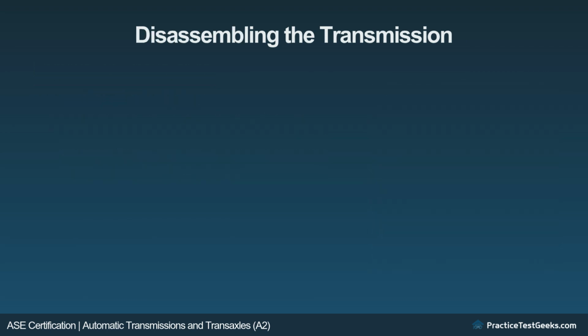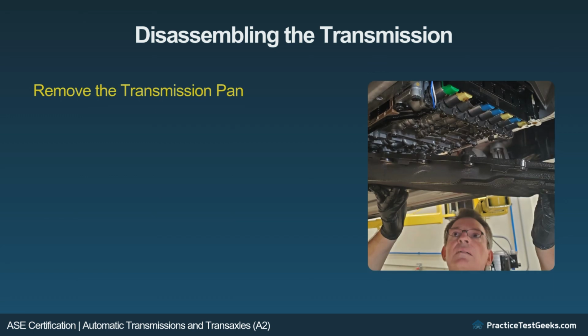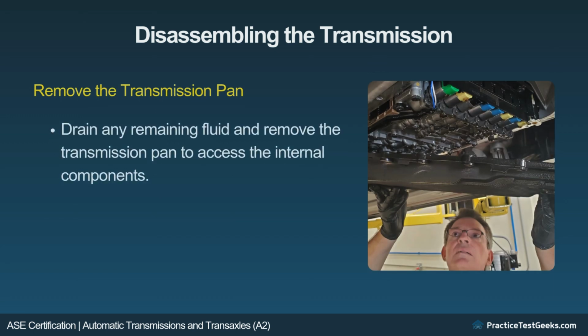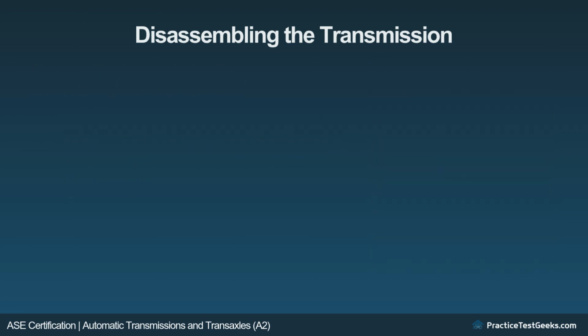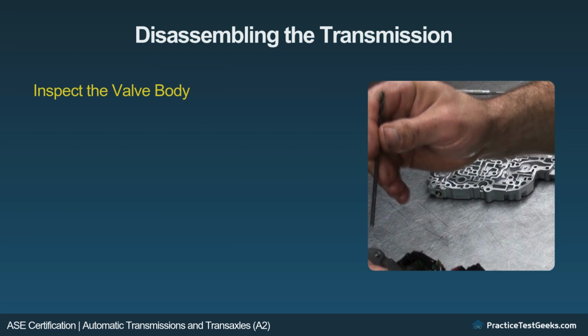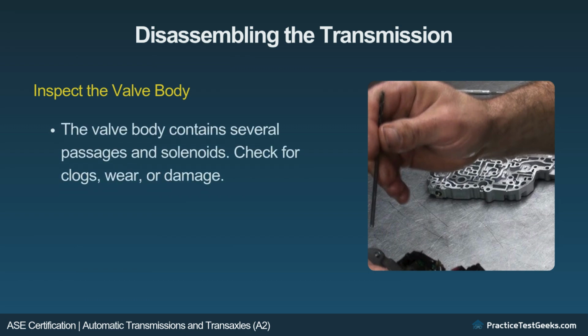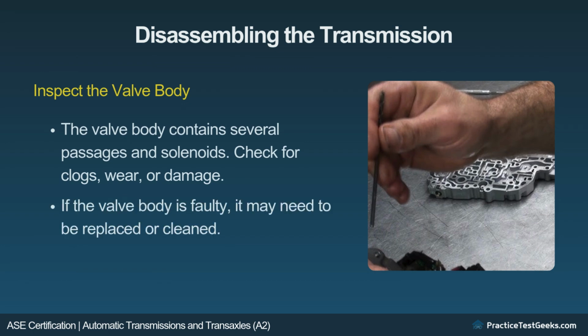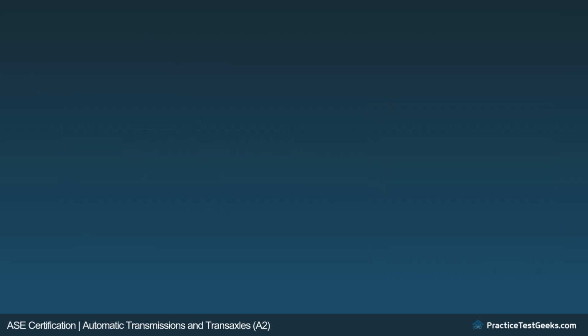Disassembling the transmission. Once the transmission is removed, it's time to disassemble it for inspection and repair. Remove the transmission pan. Drain any remaining fluid and remove the transmission pan to access the internal components. Inspect the valve body. The valve body contains several passages and solenoids. Check for clogs, wear, or damage. If the valve body is faulty, it may need to be replaced or cleaned.